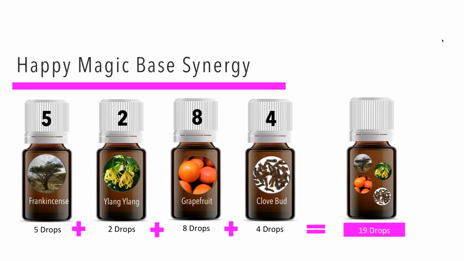So I picked one of those formulations for our Happy Magic base synergy. I picked frankincense, ylang ylang, grapefruit, and clove bud. And we know frankincense is a 5, that equals 5 drops. Ylang ylang is a 2, that equals 2 drops. Grapefruit is an 8, that's 8 drops. Clove bud is a 4, that's 4 drops. We end up with 19 drops in our base synergy. Oops, but we smell it, and we smell too much clove and not enough grapefruit. Add 2 more drops of grapefruit. So don't forget, this is something that you start with, is these intensity scores, and then you can adjust them based on what you're actually smelling from the bottle.